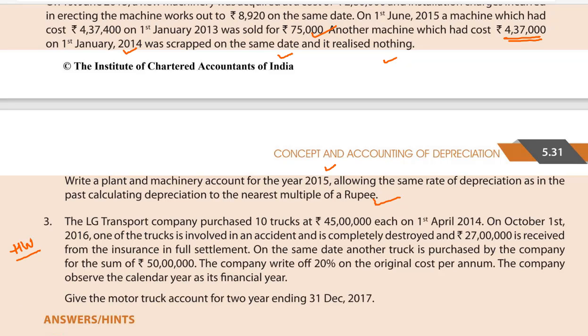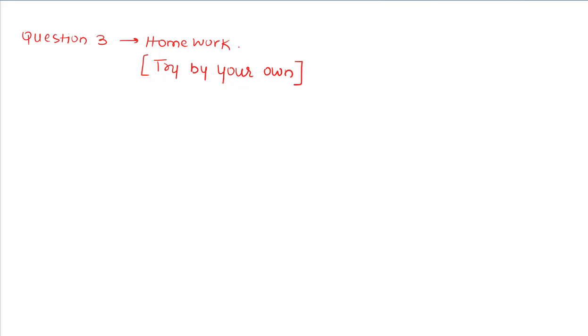You can do this question as homework. Try by your own.